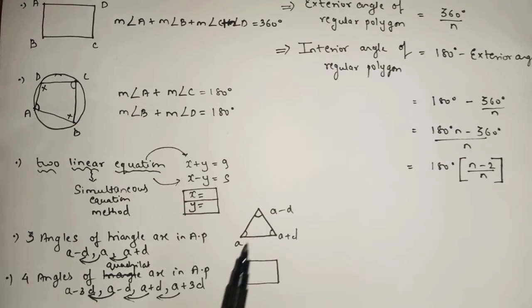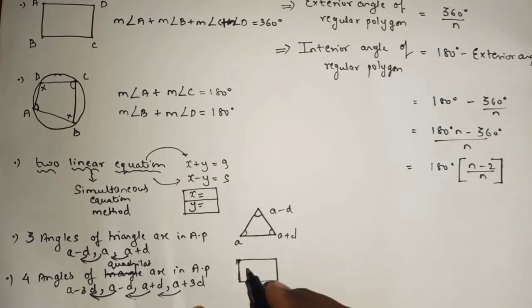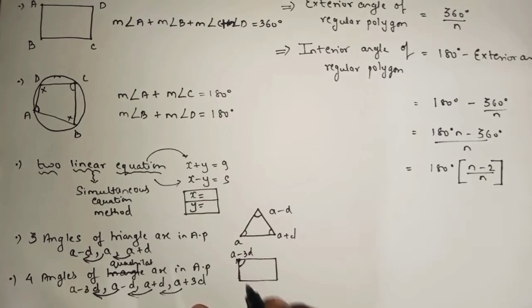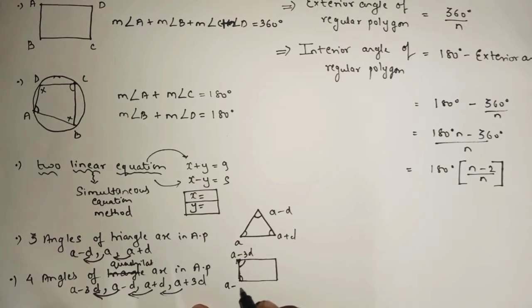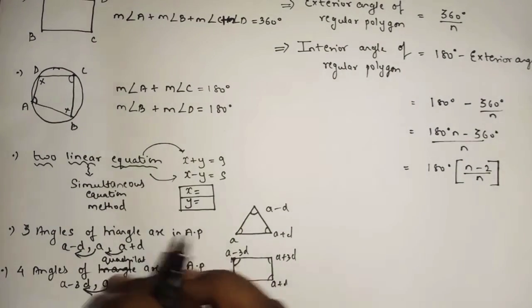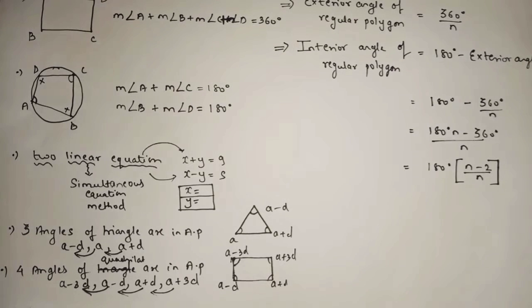For a triangle, the first angle will be A minus D, the second A, and the third A plus D. For a quadrilateral, the first angle will be A minus 3D, the second angle A minus D, the third A plus D, and the fourth A plus 3D. So just remember these two properties.